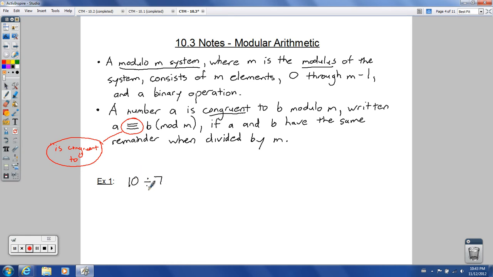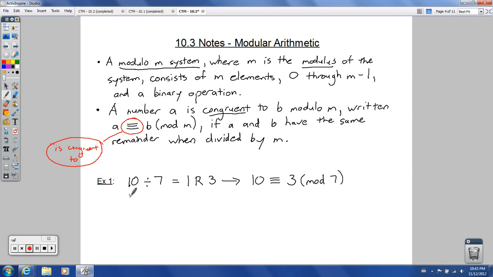So let's say I had 10, and I wanted to write 10 in modulo 7. So I would have to divide 10 by 7 and see what I get. That would be 1 with a remainder of 3. And so this implies that 10 is congruent to 3 mod 7. Because 3 is the remainder, that means 10 is the same thing as 3 in modulo 7.